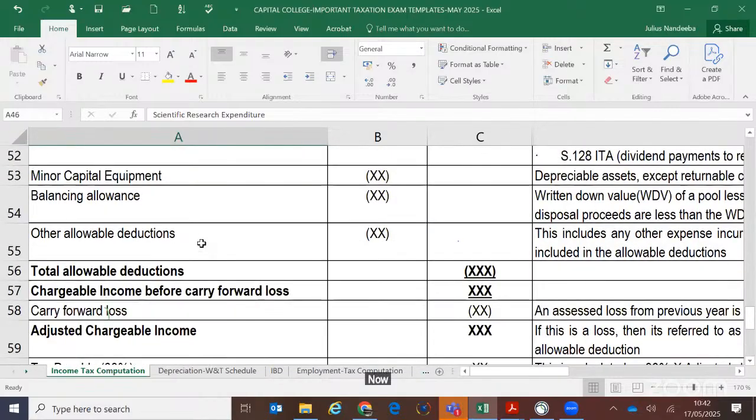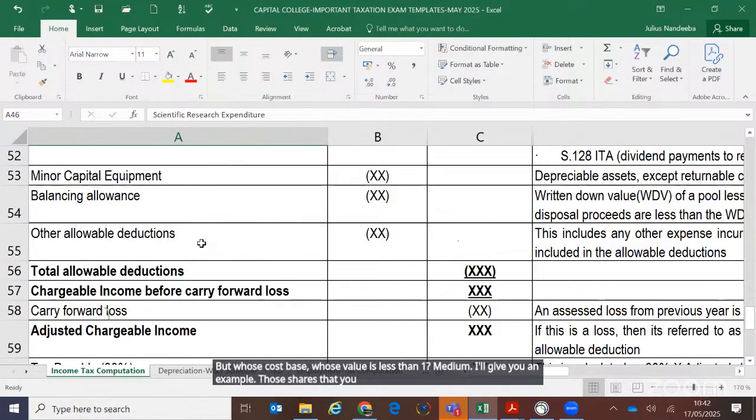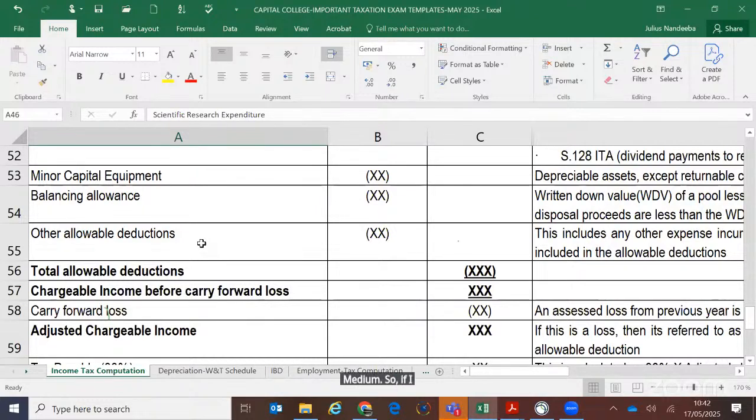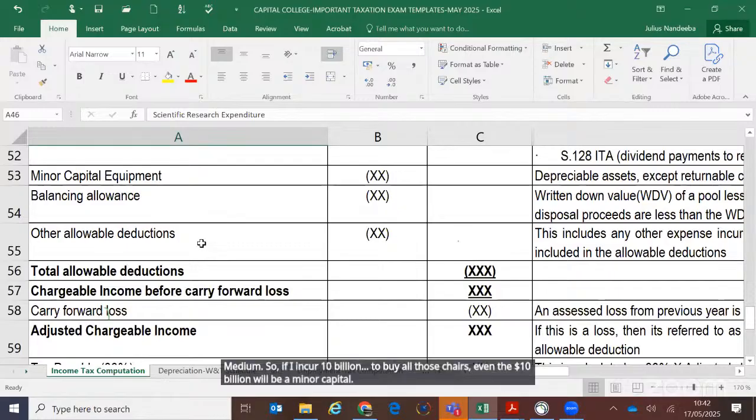Now, there's one that is also common called minor capital equipment. A minor capital equipment is simply a capital asset, but whose cost base, whose value is less than 1 million. I'll give you an example. Those shares that you seated on, each one is less than 1 million. So if I incurred 10 billion to buy all those shares, even the 10 billion will be a minor capital.